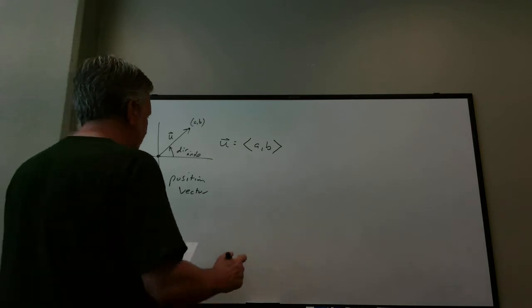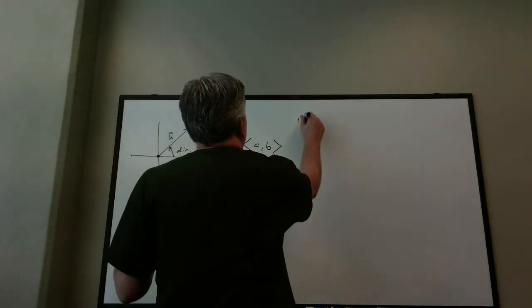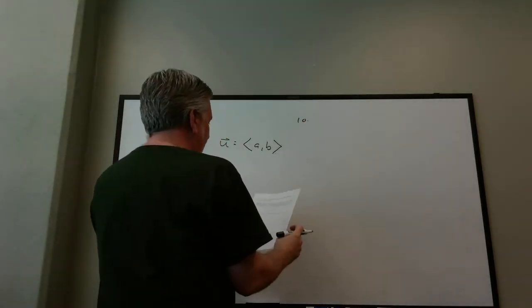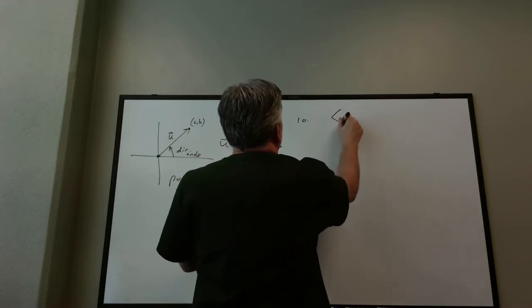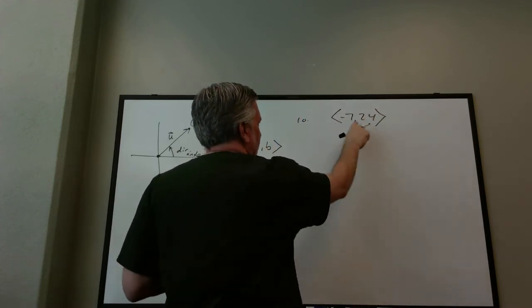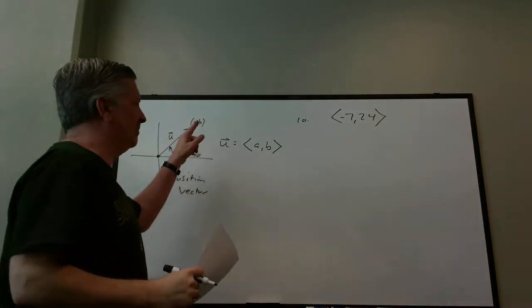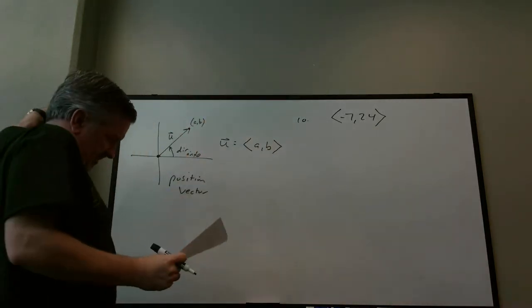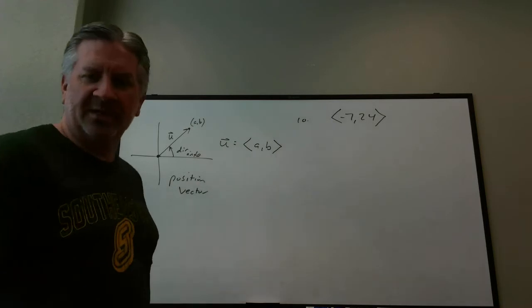Okay, so let's look at an example here. Number 10 says, find the magnitude and direction angle for the vector <-7, 24>. When you write your vectors, make sure you're writing them with the brackets and not parentheses. Parentheses means a point. Magnitude and direction angle. Okay.